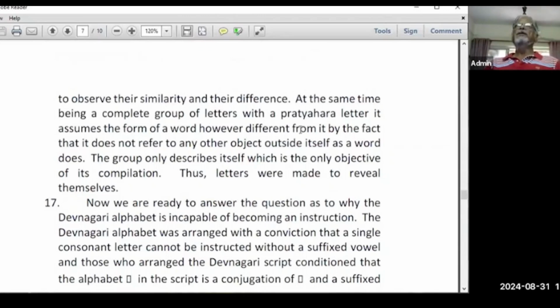At the same time, being a complete group of letters with a pratyahara letter, it assumes the form of a word. However, it is different from a word by the fact that it does not refer to any other object outside itself as a word does. The group only describes itself, which is the only objective of its compilation. Thus, letters were made to reveal themselves.